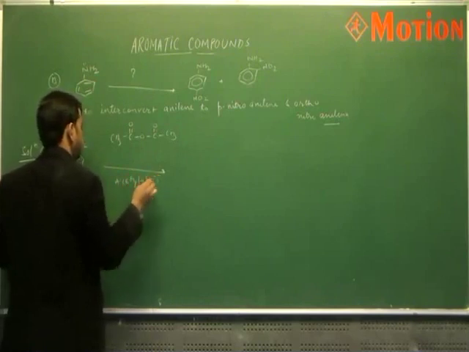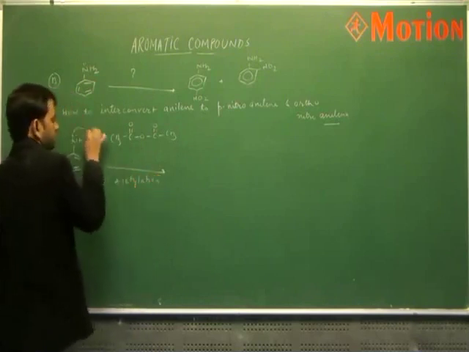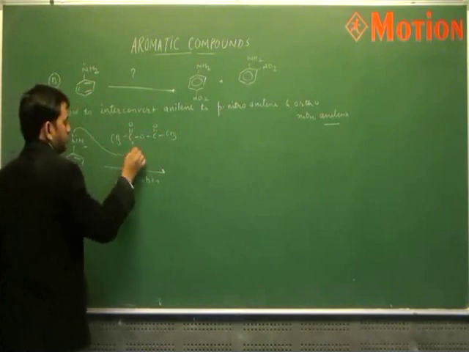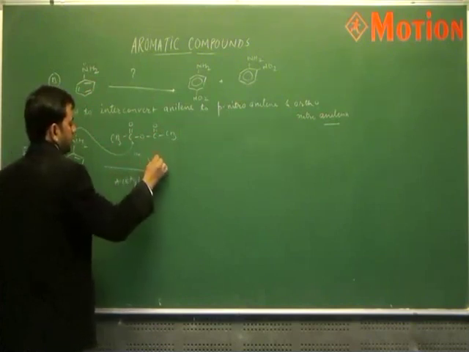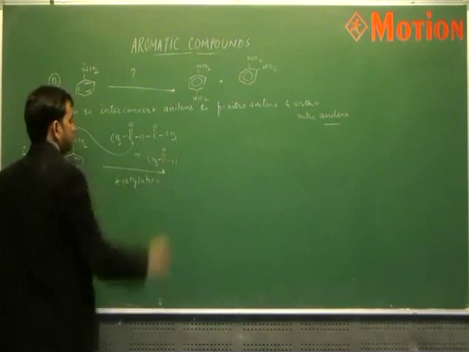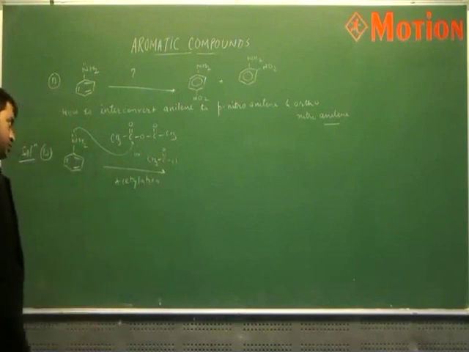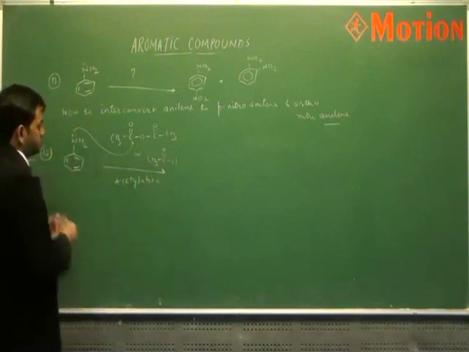Acetylation is done either with base or you can also use acid chloride. Same acetylation takes place here.